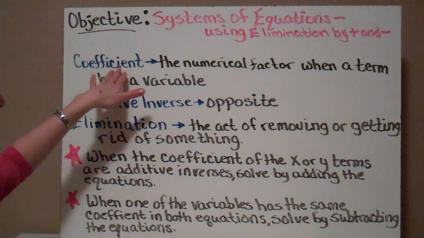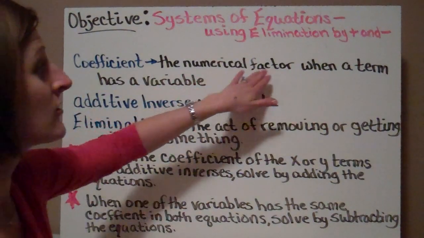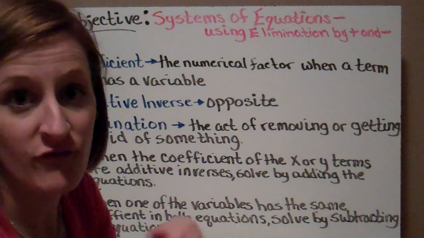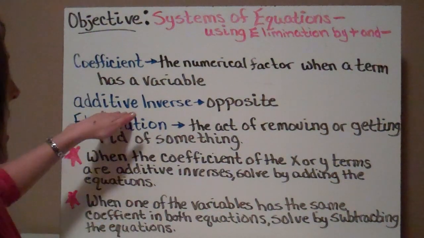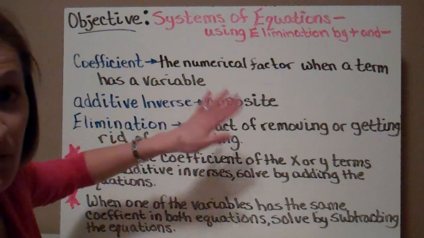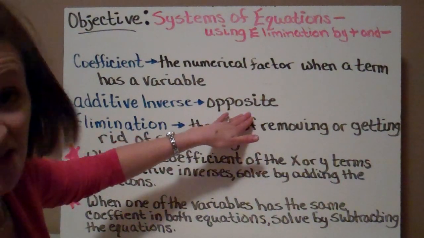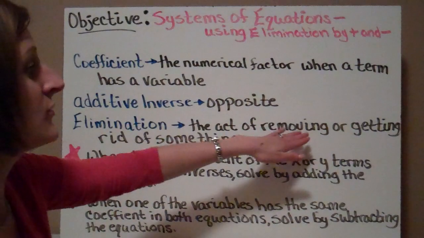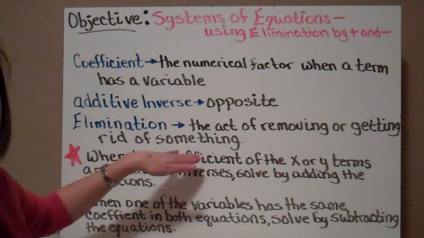Now remember, a coefficient is the numerical factor when a term has a variable. So it's the number in front of the variable. Now, additive inverse, if you would remember from previously, it means the opposite. And elimination is the act of removing or getting rid of something.